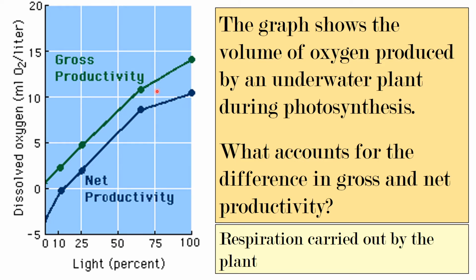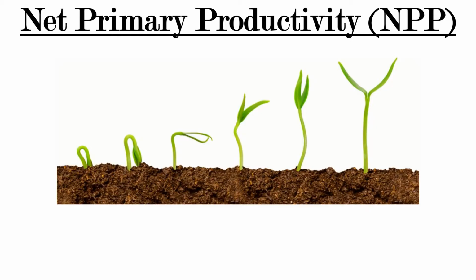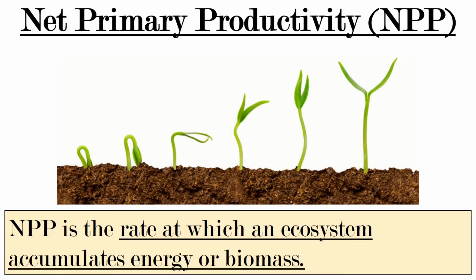Well, some of the energy which is taken up by the plant during photosynthesis is immediately used for respiration. So respiration is turning glucose into another form of energy, ATP, that allows it to make its cells divide and so on, carry out various processes. So net productivity, or net primary productivity, NPP, is the rate at which an ecosystem accumulates energy or biomass.